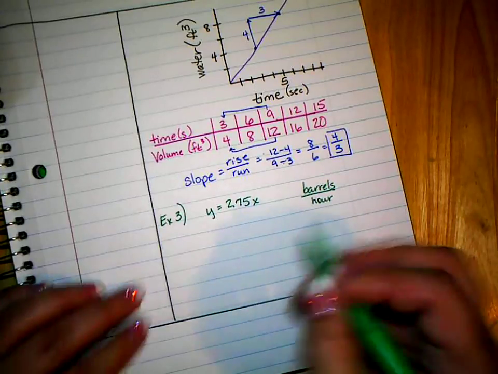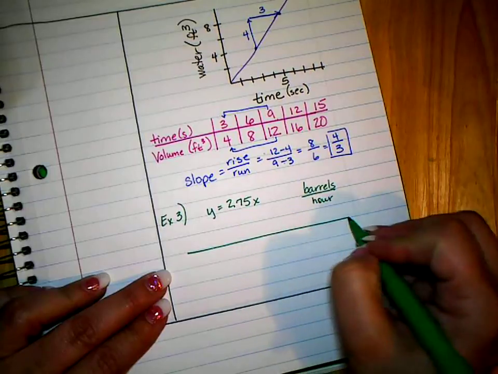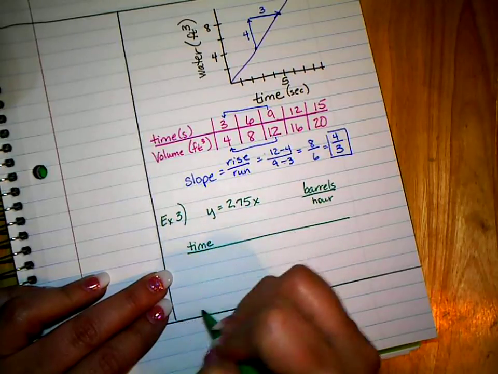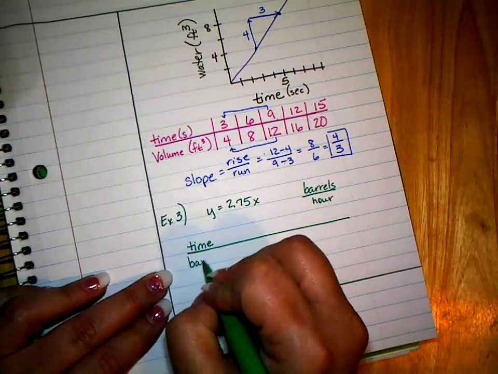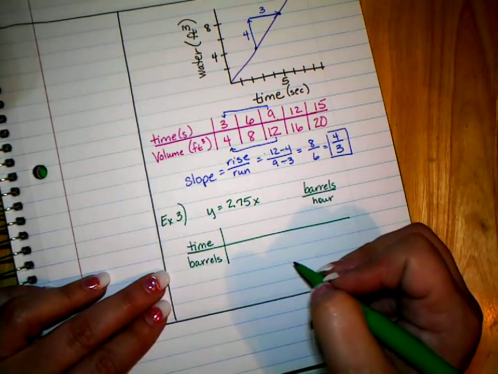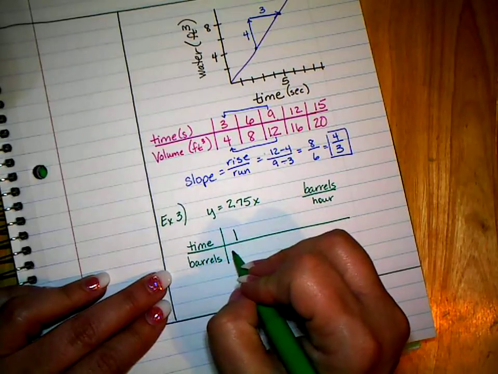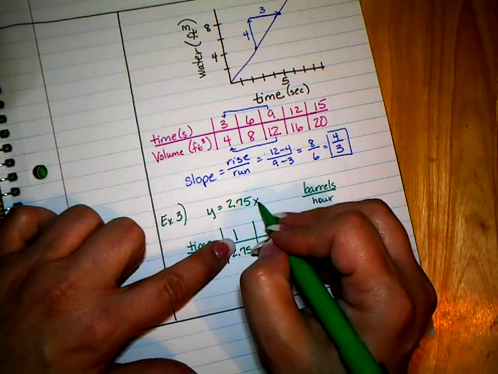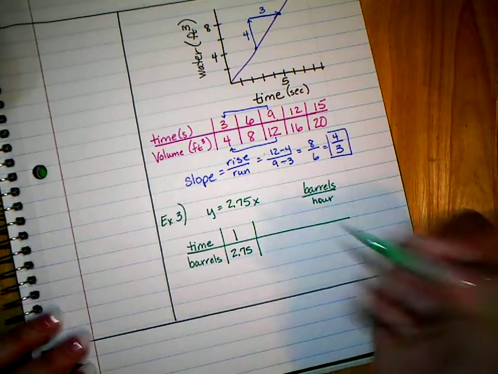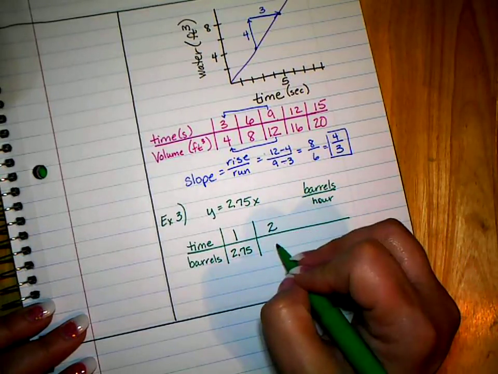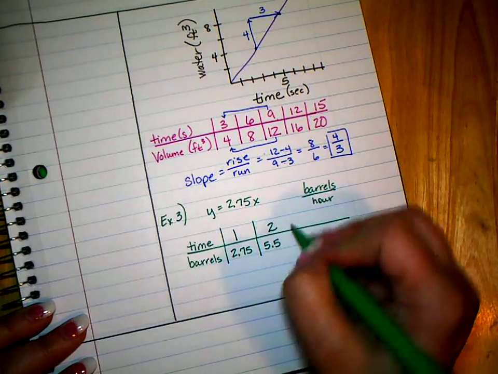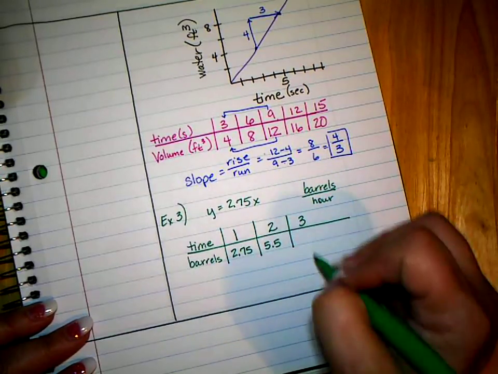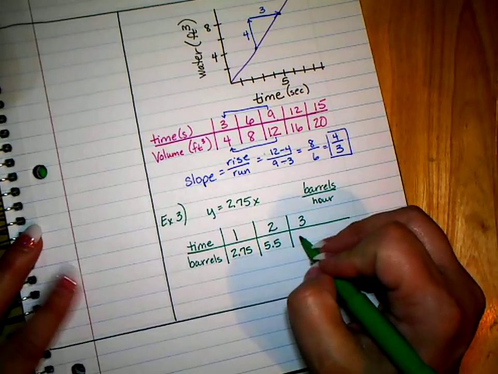I can use my equation to build a table. This would be my time again. We're going to keep time on the x-axis. And this is my barrels of oil. So in 1 hour, I would have 2.75 barrels, because if I put 1 in for x, 2.75 times 1 is 2.75. In 2 hours, I will have 5.5 barrels of oil. In 3 hours, I could do this, and one way to do this would be to use your calculator.